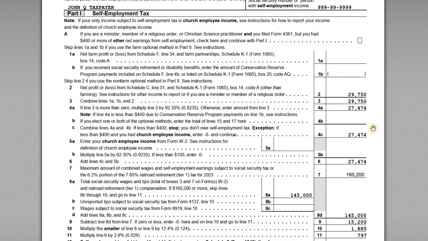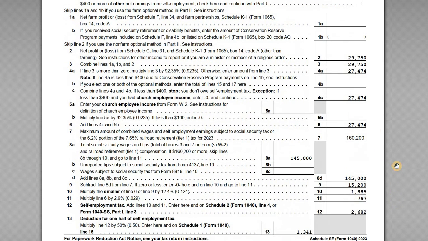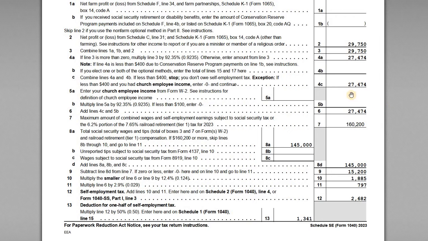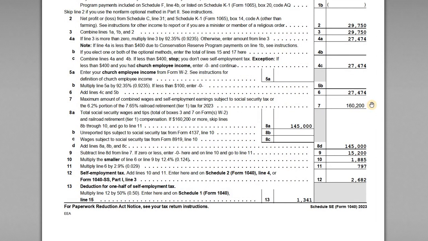On line 4A, we start the calculation by multiplying line 3 by 0.9235. So 92.35% gives the $27,474 figure. Now, we don't have any of these items that apply, right? So no conservation reserves. He's not a church employee. So 4B and 5B can remain blank. So the net amount that we're looking at here to test against the $160K limit is $27,474. Now, the maximum amount of combined wages and SE earnings subject to that Social Security tax is $160,200.